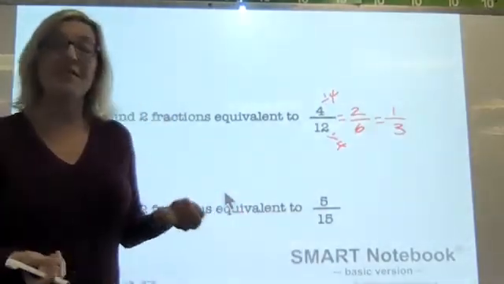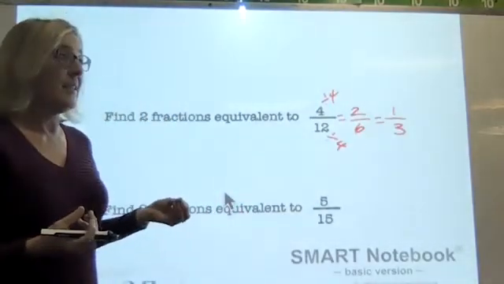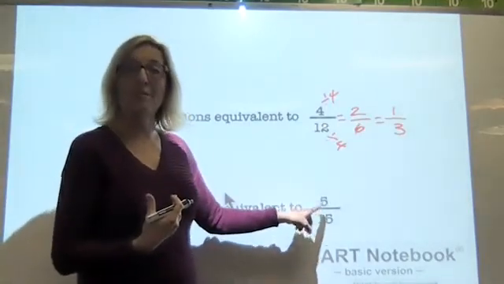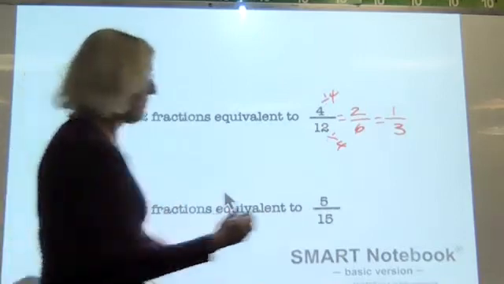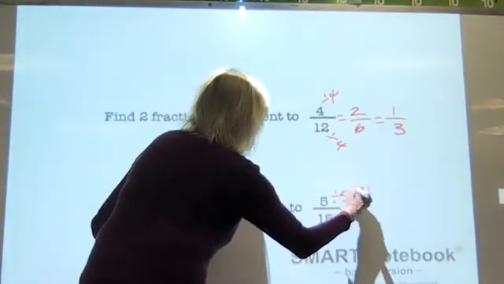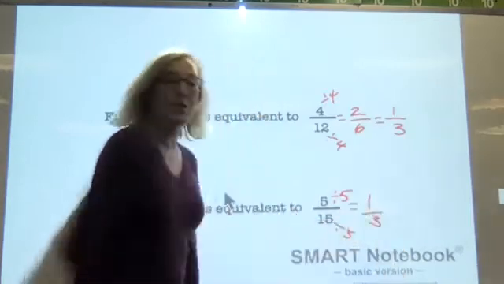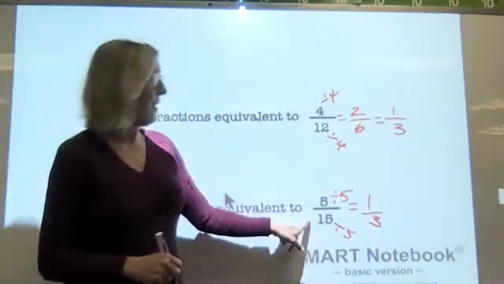All right, 5/15. Now I want to use division. What could I divide by? Well, I have to find a common factor of both 5 and 15, which would be 5. 5 divided by 5 would give us 1, and 15 divided by 5 would give us 3. So 1/3 is equivalent to 5/15.